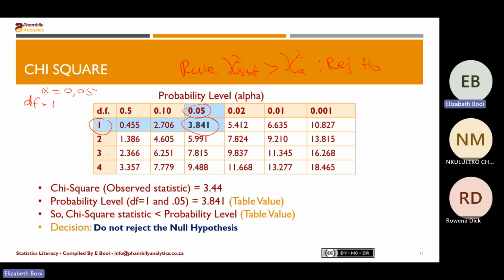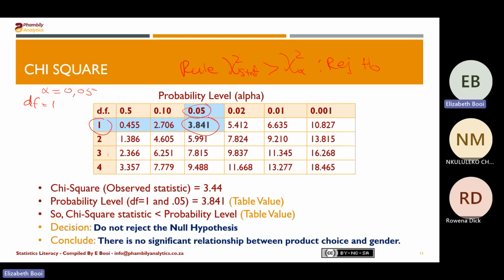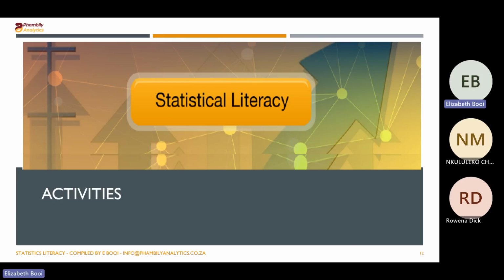So the decision is we do not reject the null hypothesis, and we conclude that there is no significant relationship between the choice of the movie and the gender. Because the null hypothesis said there is no relationship, we have shown that there is no significant relationship between the two. And that is it.